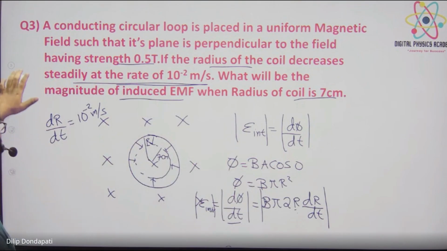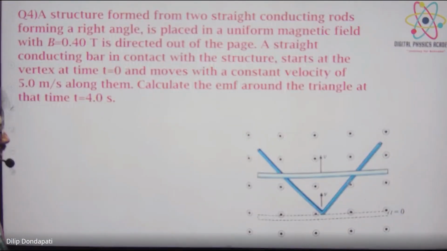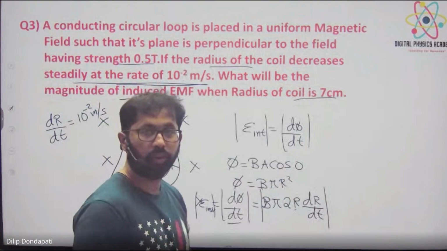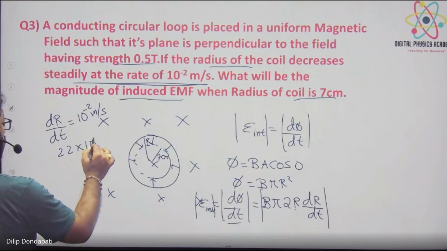Okay, let's go to the next one. Let's do a slightly harder question. So the answer was 22 into 10 power minus 4, right? 22 into 10 power minus 4 volts.